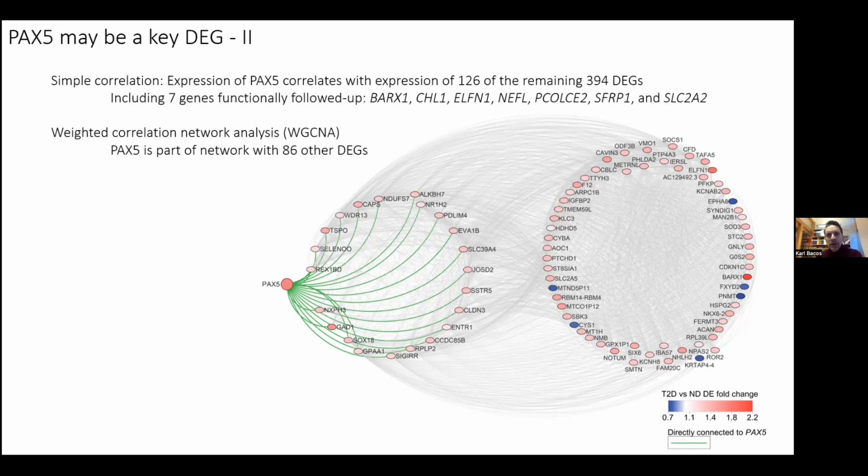So basically, these data support that PAX5 may regulate some of the other differentially expressed genes in type 2 diabetes, and therefore maybe cause these genes to be dysregulated.